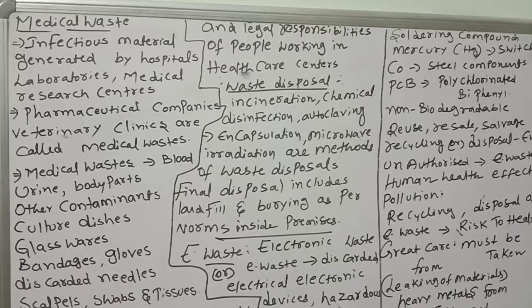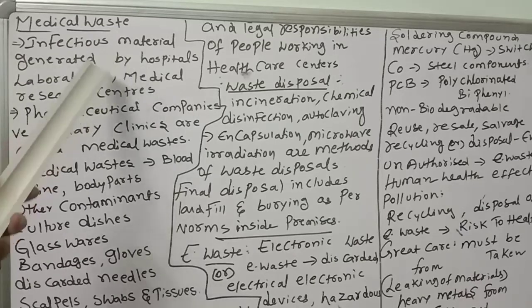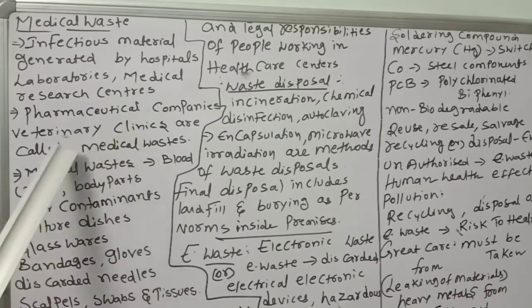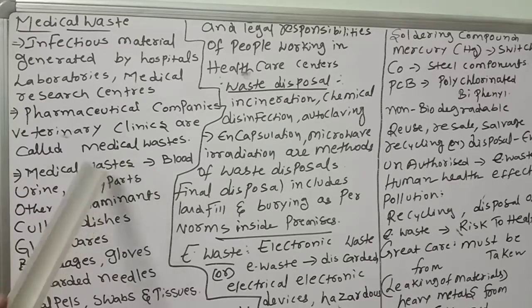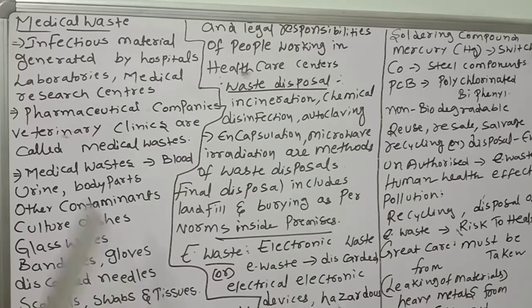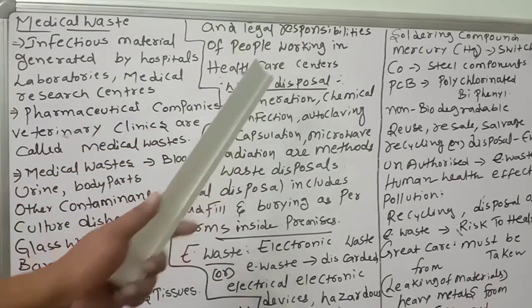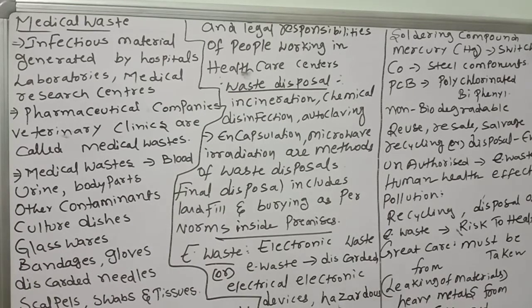Okay, children, like this we should take proper management of medical waste. Once again, listen very carefully. Medical waste means infectious materials generated by hospitals, laboratories, medical research centers, pharmaceutical companies and veterinary clinics. It consists of blood, urine, body parts, other contaminants, culture dishes, glassware, bandages, gloves, discarded needles, scalpels, swabs, and tissues. Safe and sustainable management of biomedical waste is a social and legal responsibility of people working in healthcare centers. It is everyone's responsibility to manage it properly. Otherwise it is very hazardous and dangerous, and pandemics and epidemics will spread.